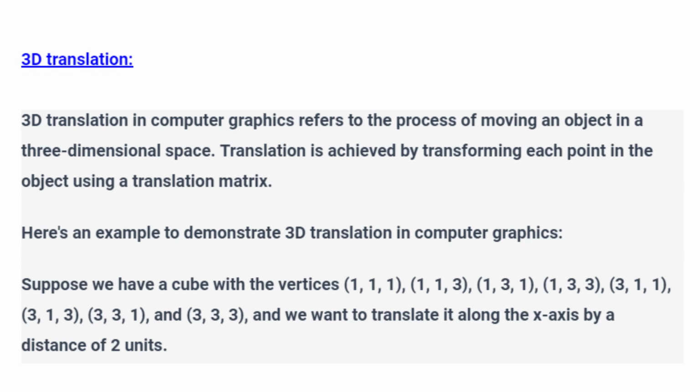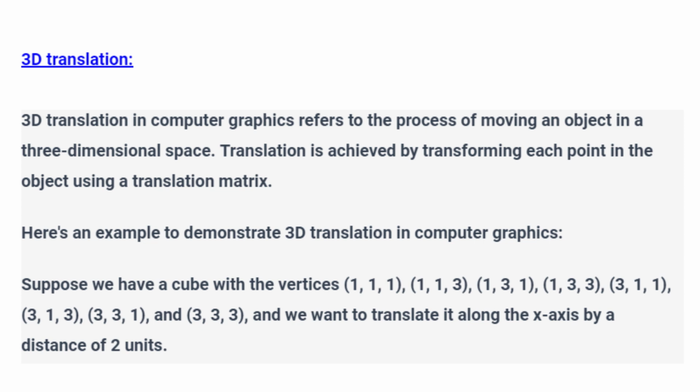3D translation. 3D translation in computer graphics refers to the process of moving an object in a three-dimensional space. Translation is achieved by transforming each point in the object using a translation matrix. Here is an example to demonstrate 3D translation in computer graphics.